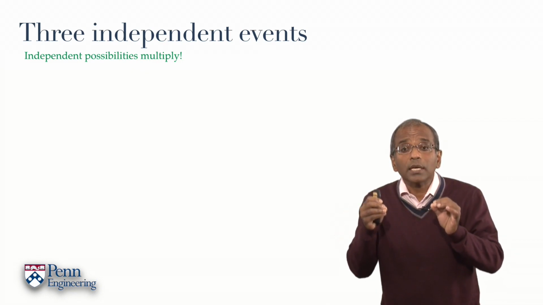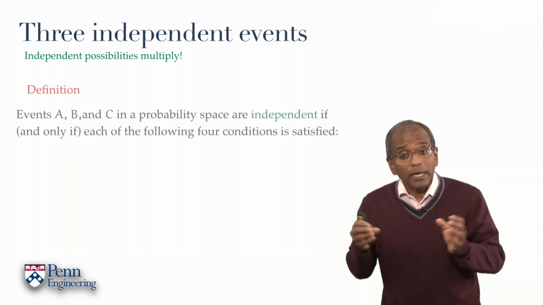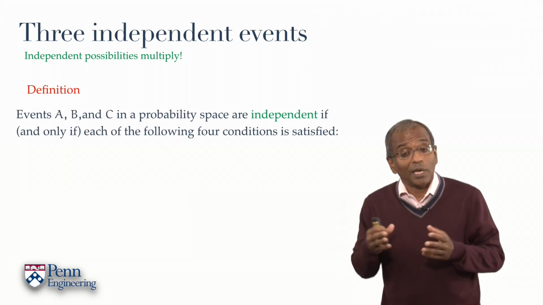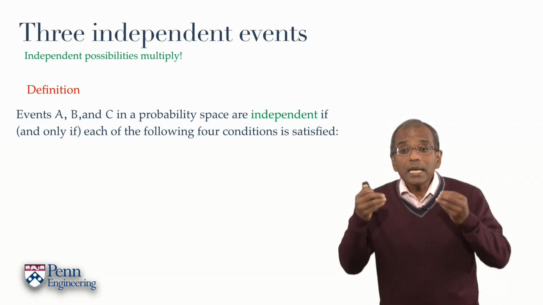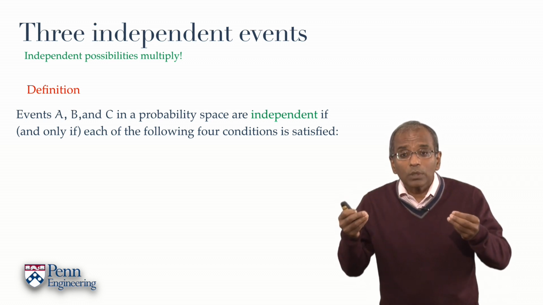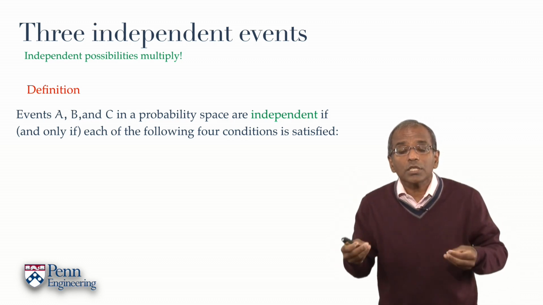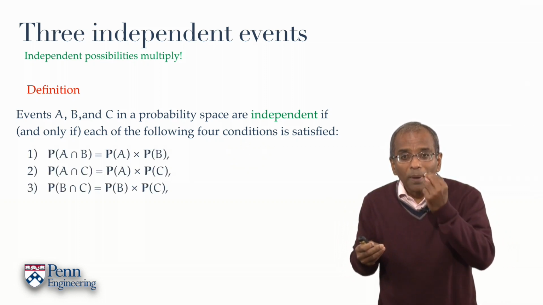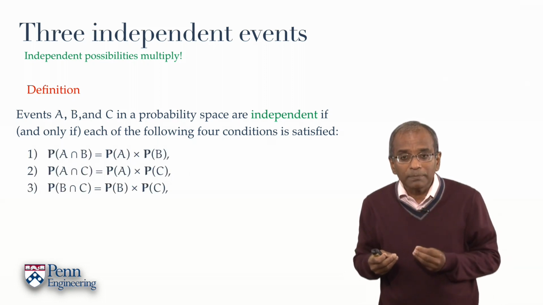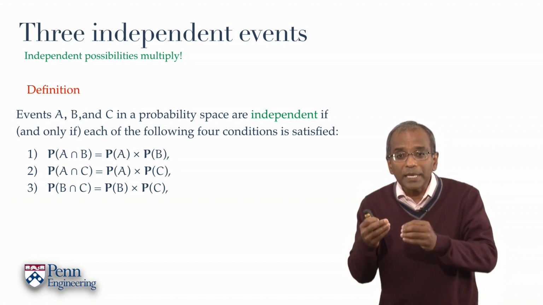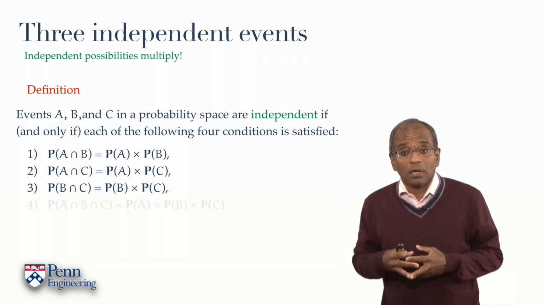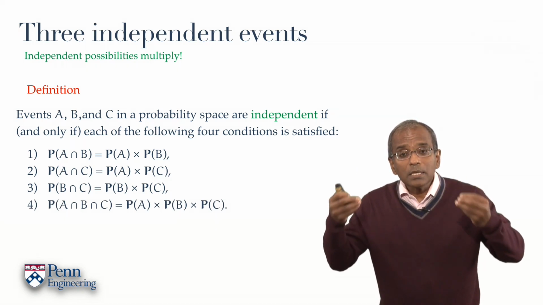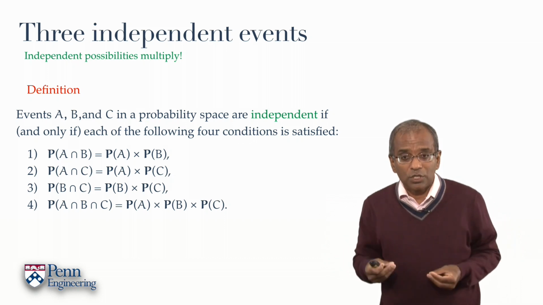Let's begin by looking at 3 events. So we will say that 3 events in some probability space, creatively called A, B, and C, are independent if and only if 4 relations are satisfied. The first 3 relations talk about a product rule for pairs of those 3, A with B, A with C, and B with C. The last tells you a product rule for all 3 of them together. Independence is a rule of products.